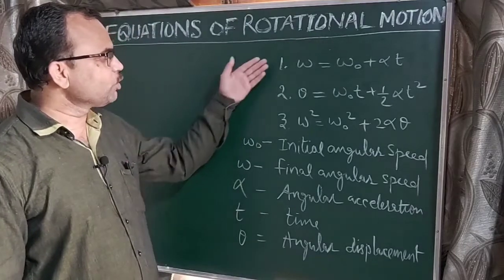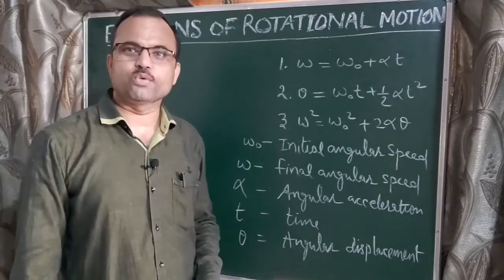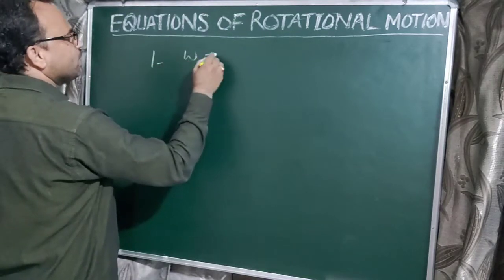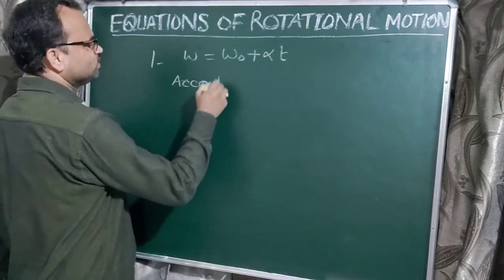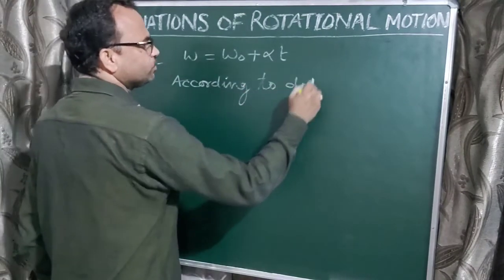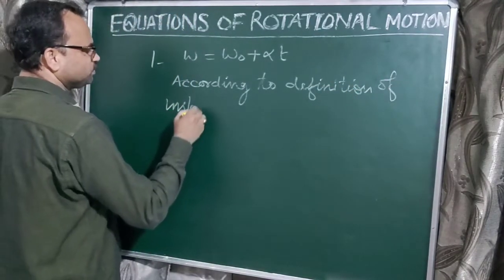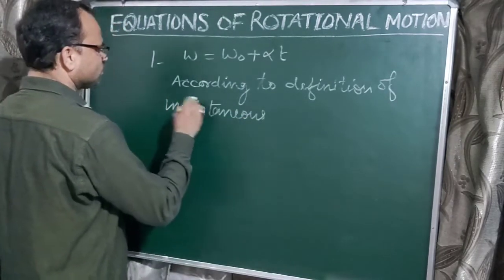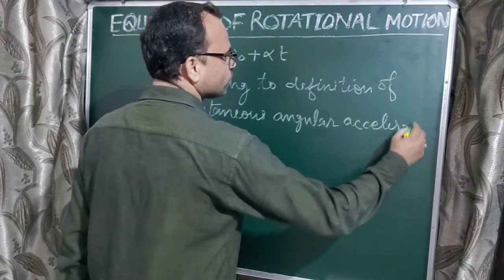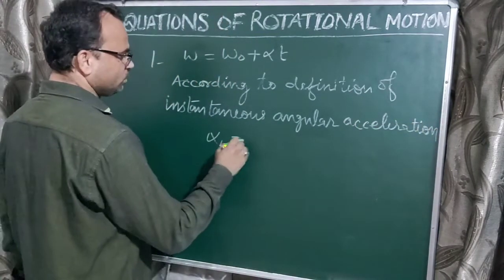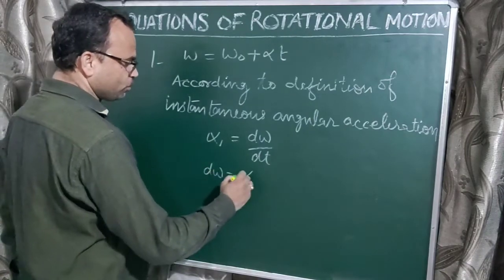Now we are going to prove these equations one by one. Let us first prove the first equation, omega equal to omega naught plus alpha t. According to the definition of instantaneous angular acceleration, alpha equal to d omega upon dt. Now cross multiplying, d omega equal to alpha dt.